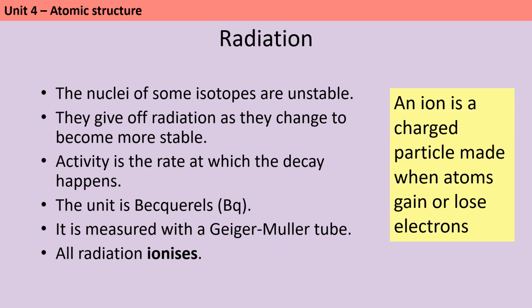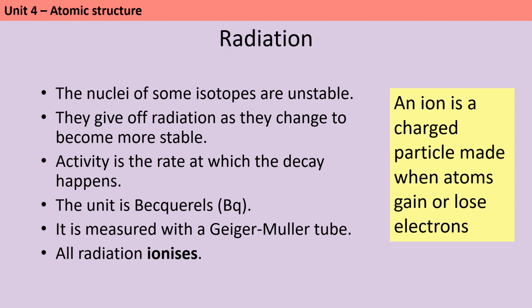You need to know that some atomic nuclei are unstable, and the nucleus then gives out radiation as it's changing to become more stable, and this is a random process called radioactive decay. When we say that it's random, what we mean is that we can't predict exactly which nucleus is going to decay at any one time. You just have to wait and see.